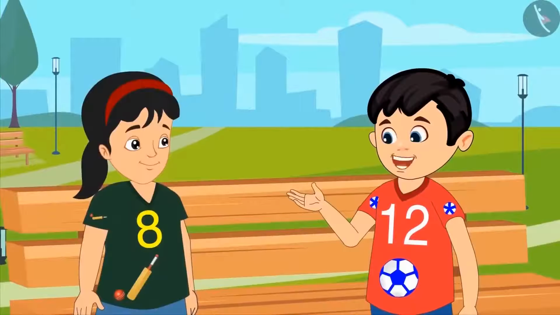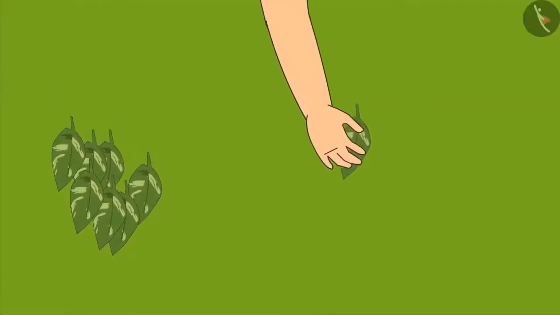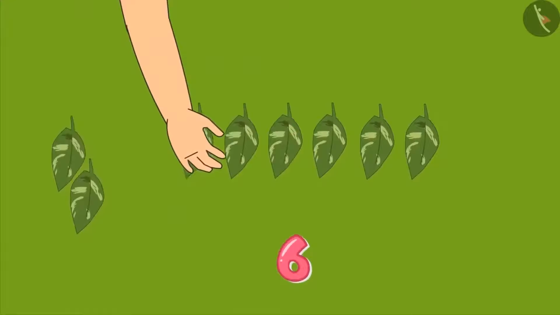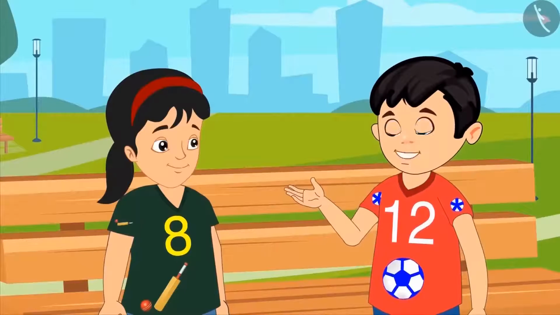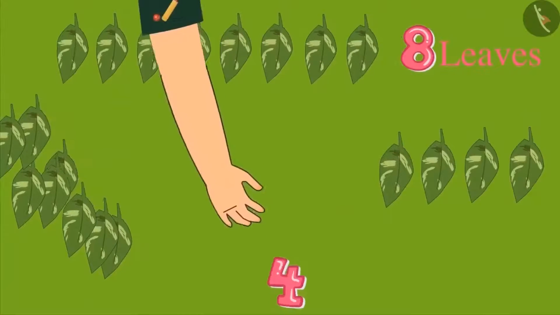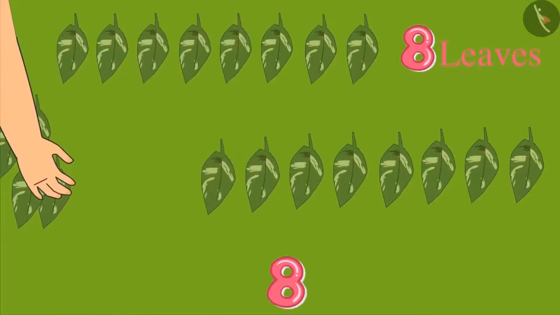Okay, you collect 12 leaves and I will collect 8 leaves. And then let us see who has more leaves. Okay, Chotu, you do it first. Okay. 1, 2, 3, 4, 5, 6, 7 and 8. Here are 8 leaves. Come on, now you collect 12 leaves. 1, 2, 3, 4, 5, 6, 7, 8.